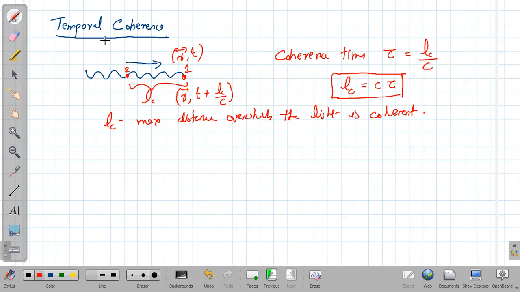Okay, now how can we measure this temporal coherence, or how can we measure this coherence length? This LC is usually called the coherence length. One of the simple ways to measure the coherence length is the Michelson-Morley experiment, or Michelson-Morley setup.